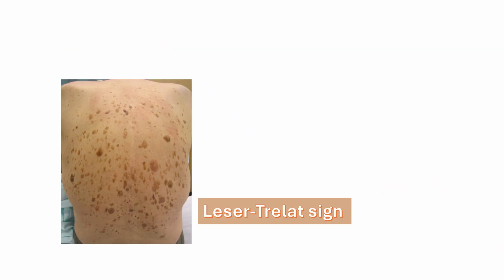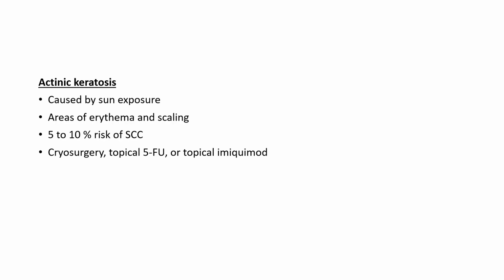This is the Leser-Trélat sign. Where do you see the Leser-Trélat sign? In some internal malignancy like gastric carcinoma, you can have cutaneous manifestations, which is called the Leser-Trélat sign. Okay, extensive lesions here. You can see something like hyperpigmented waxy lesions over the back. Okay, this is seborrheic keratosis over the back, which is extensive in internal malignancy.